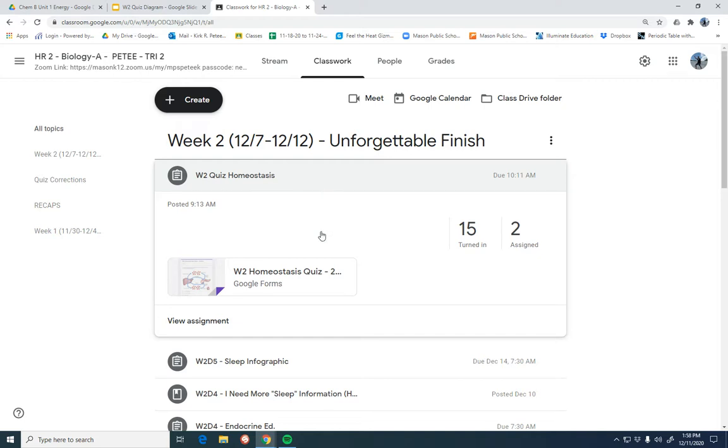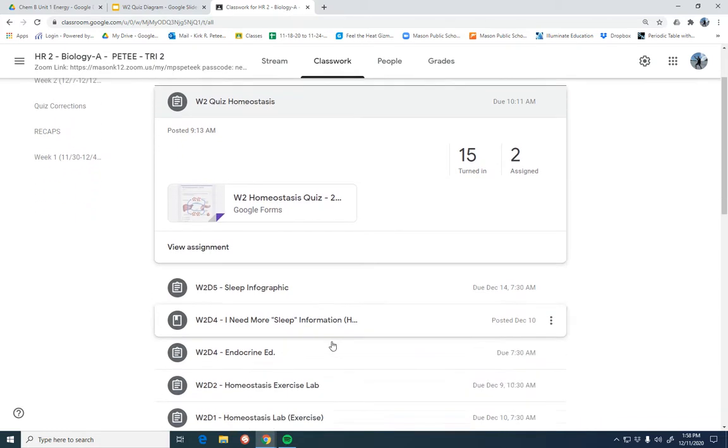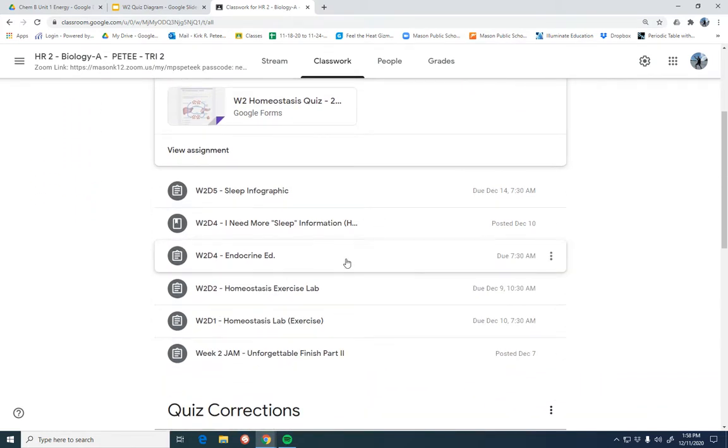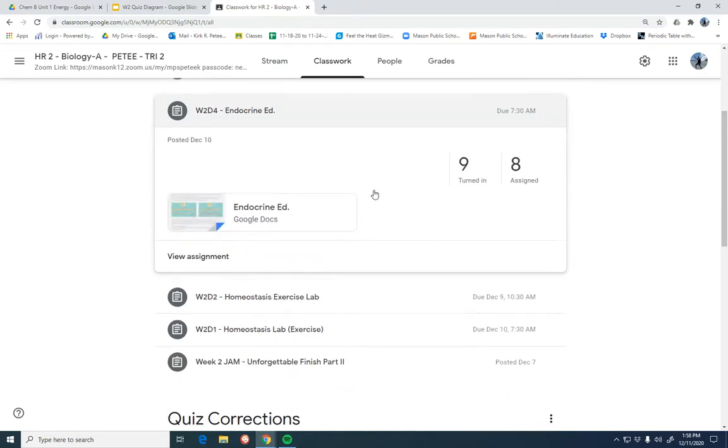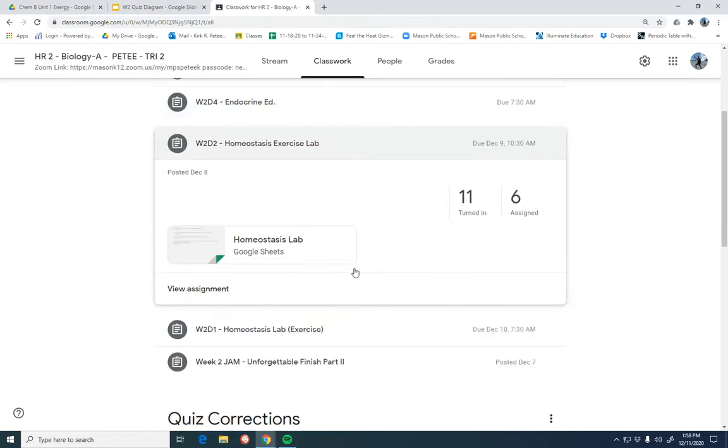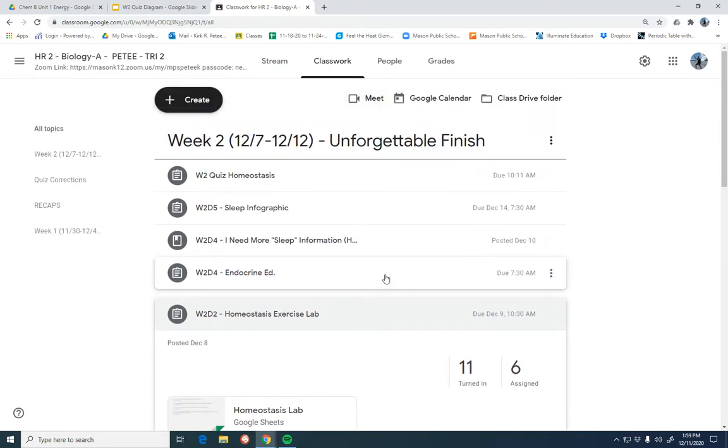But anyway, hopefully you got the quiz in today. Hopefully you got your sleep infographic in. The assignments that had to be turned in this week: endocrine ed, we want to make sure we have that done. Homeostasis exercise lab, which is a spreadsheet there. We also have some slides that went with that. Get those submitted as well. And we'll get those in the grade book here very shortly.